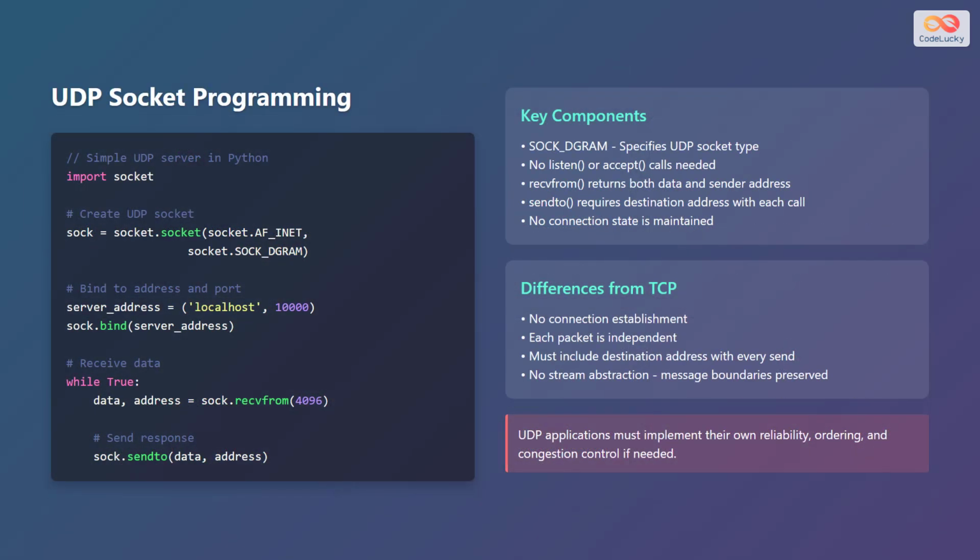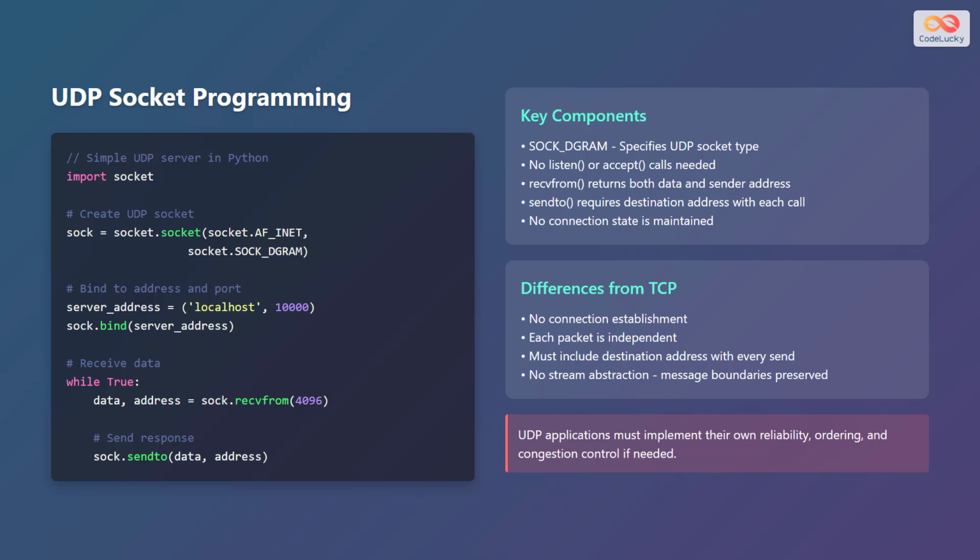Let's explore a simple UDP server implemented in Python. First, we import the socket library. Then we create a UDP socket using socket.socket, specifying address family INET and socket datagram. We bind the socket to a specific address and port using sock.bind. In a loop, we receive data from incoming clients using sock.recvfrom, which returns both the data and the client's address. Finally, we send a response back to the client using sock.sendto, specifying the client's address.